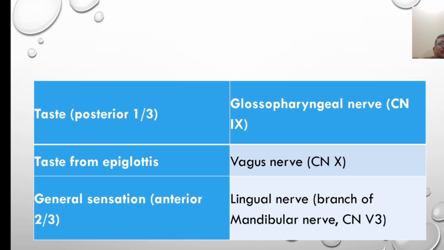Taste, that is glossopharyngeal nerve, cranial nerve 9. Taste for epiglottis, that is vagus nerve, cranial nerve 10. General sensations, anterior 2/3, lingual nerve, branch of mandibular nerve, that is cranial nerve, that is V3.